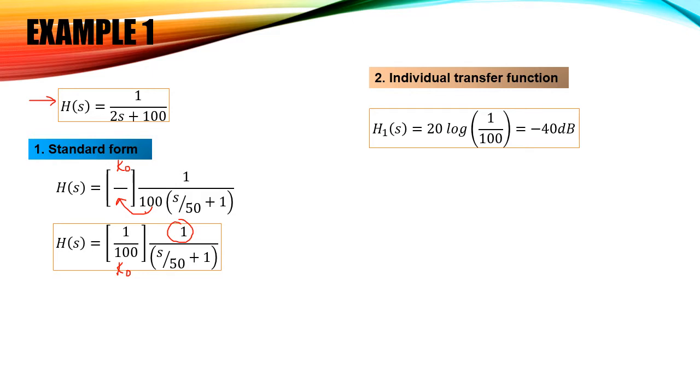Followed by the denominator. There's no s outside the bracket, so no poles at origin. You only have a single s inside the bracket, so you have poles at 50. Don't forget, for the poles equation it must be 1 divided by the component s divided by 50 plus 1, so you have 1 real pole at 50.